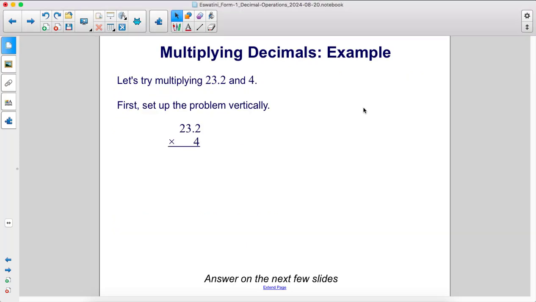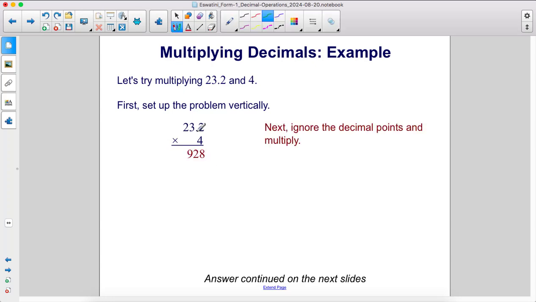Let's try multiplying 23.2 and 4. First, set up the problem vertically. As you may have noticed, you don't have to line up the decimal points, right? Because 4 would really be 4.0. You ignore the decimal points and you just multiply them together using regular multiplication rules. You get 928. But we're not done.